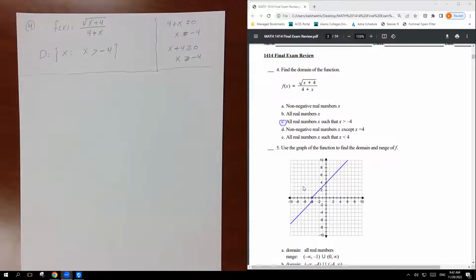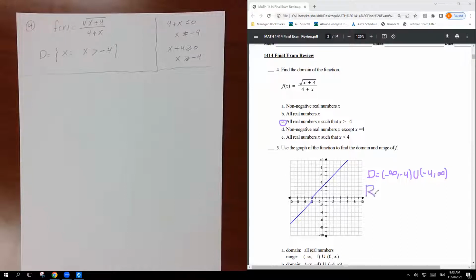For number 5, use the graph to find the domain and the range. The domain is going to be all x values. So let's check here. The function is for x values from negative infinity until this point, which is -4. So the domain is going to be from negative infinity until -4. And then it starts again, it's an open circle. Start again, union, from -4 to infinity.